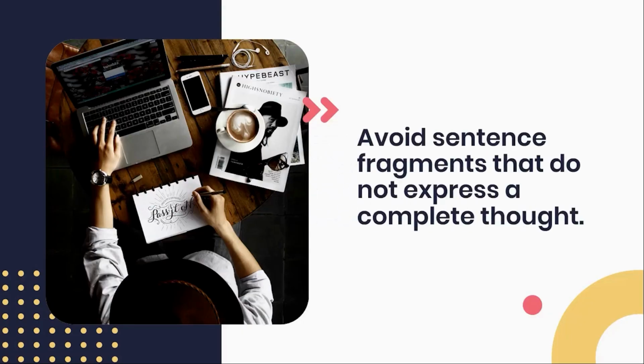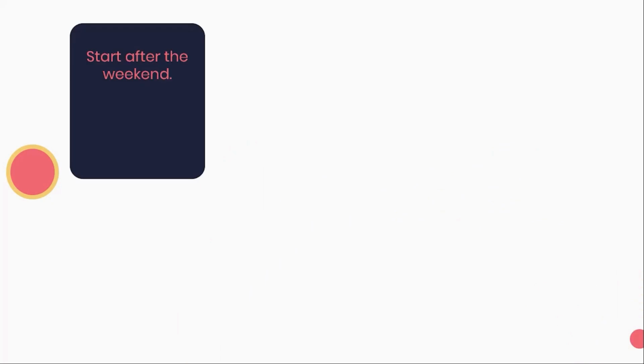A sentence that is missing a subject or verb is called a fragment. A fragment may include a description or express parts of an idea, but it is not a complete thought. Look at these examples of fragmented sentences and see how we fix them by filling in the missing subject or verb. So let's have a look at some of these examples. Start after the weekend. This is a sentence fragment that does not make sense on its own because it needs a subject. What starts after the weekend?